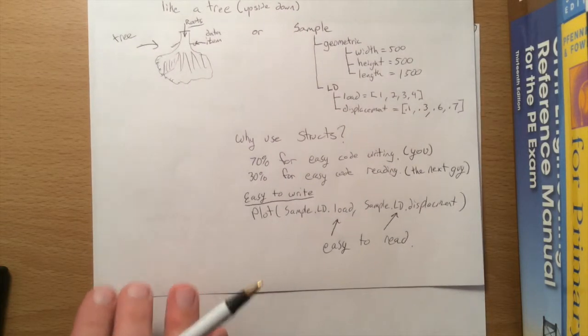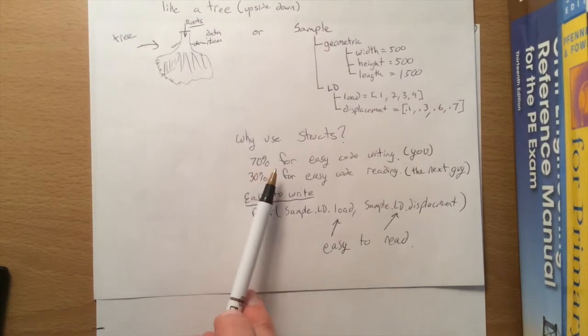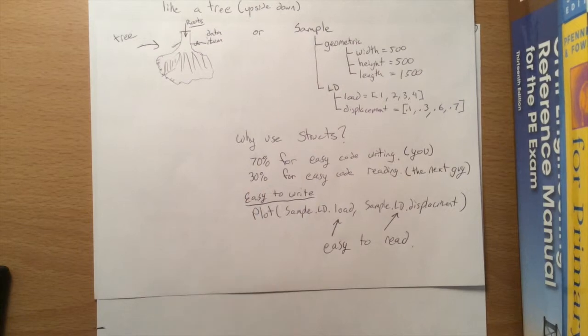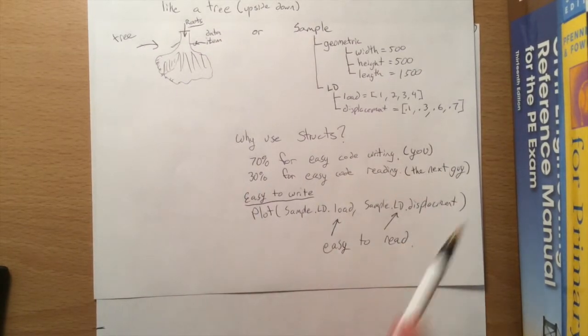So fundamentally, why do we use structs? 70% of the use of structs is for easy code writing. This is a benefit to you. 30% of structs, in my opinion, is for easy code reading, for the next guy. Oftentimes we can write super complicated code and it would be impossible for anybody to read it.